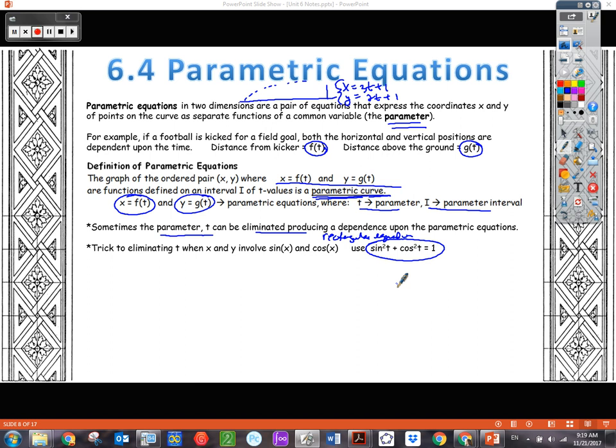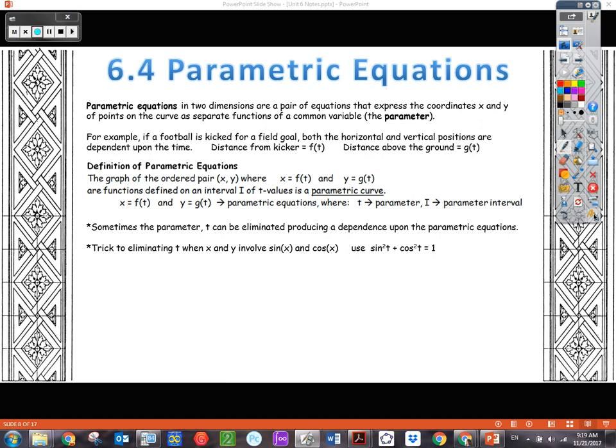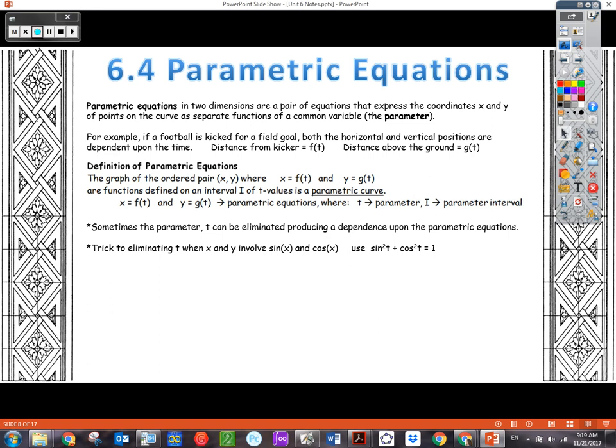Okay, so that's the topic that we're looking at today, parametric equations. So what we're going to do today is learn how to eliminate the parameter, and we're also going to learn how to graph them. Okay, any questions so far? All right, so let's go to the next slide. We have a couple of examples.